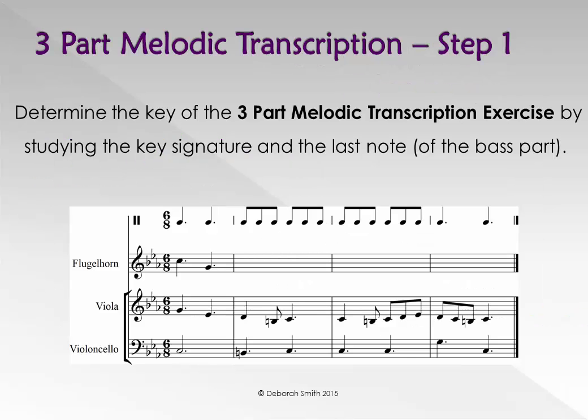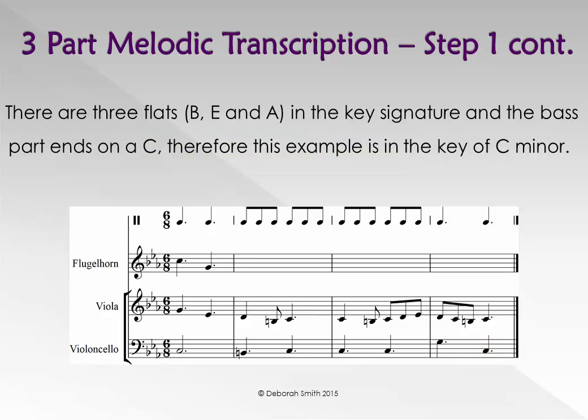The first step in a 3-part melodic transcription exercise is the same as in a 2-part melodic transcription. Determine the key of the transcription exercise by studying the key signature and the last note of the bass part. As you can see, there are 3 flats in the key signature and the bass part ends on C. Therefore, this example is in the key of C minor.